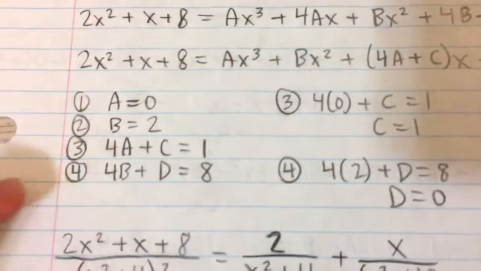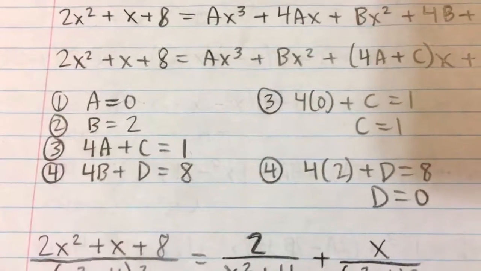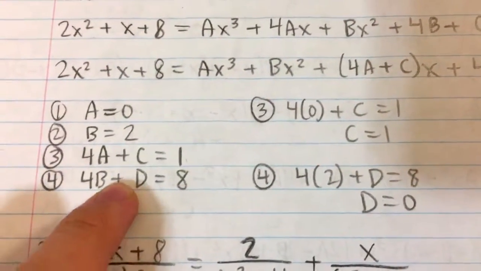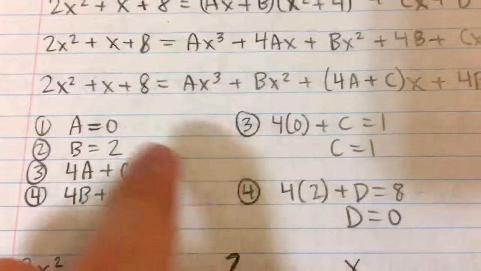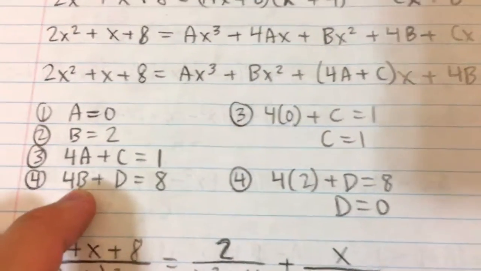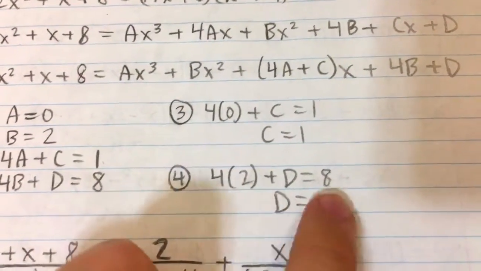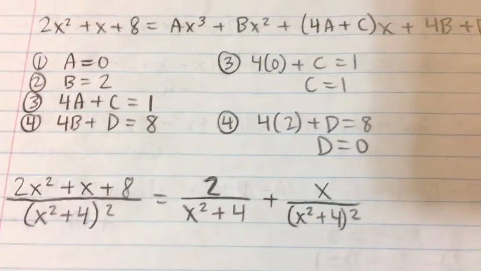And now we have to solve this system of equations for a, b, c, and d. You can see a and b are already solved for. And so we can plug a equals 0 into the third equation, and we see that c equals 1. We can plug in our value for b into the fourth equation, and we'll see that d is equal to 0 because we have 8 and 8, so it subtracts to 0.